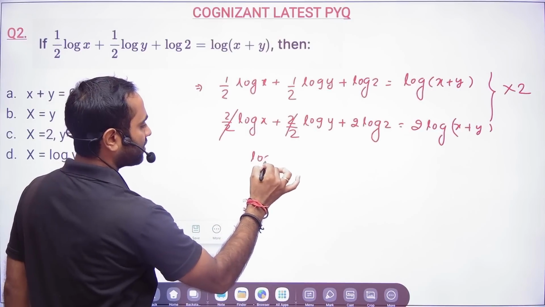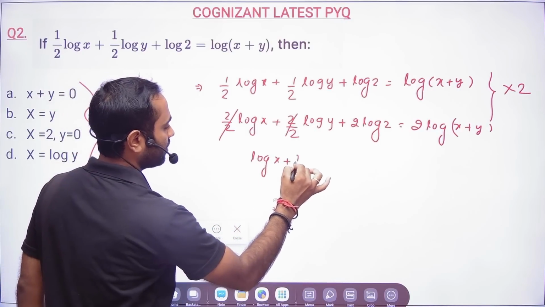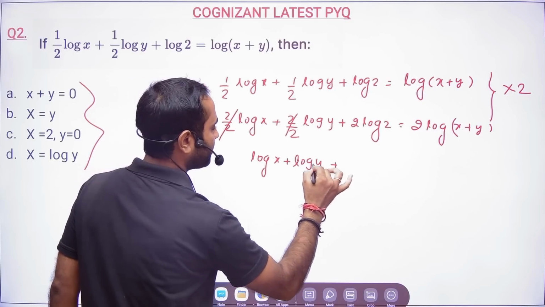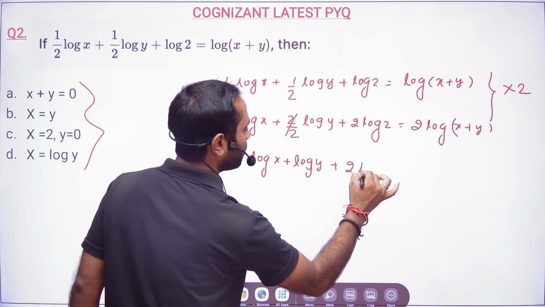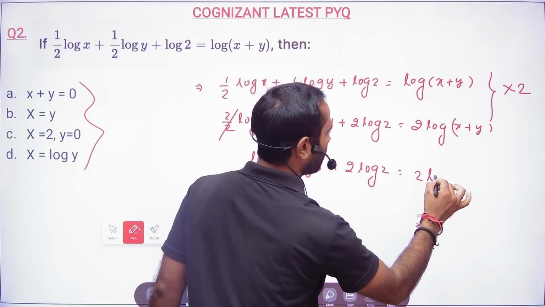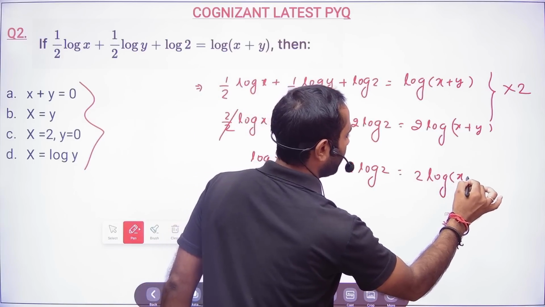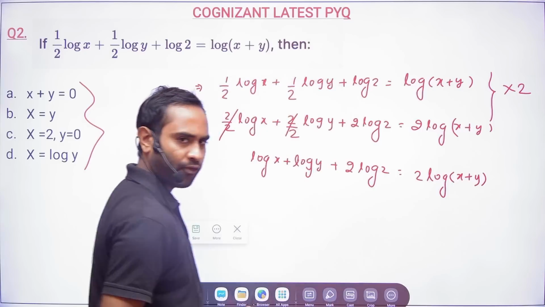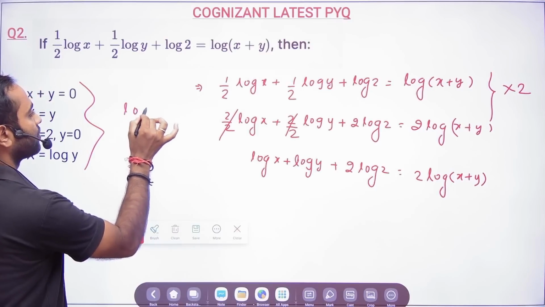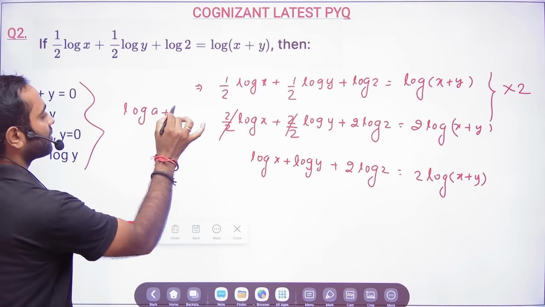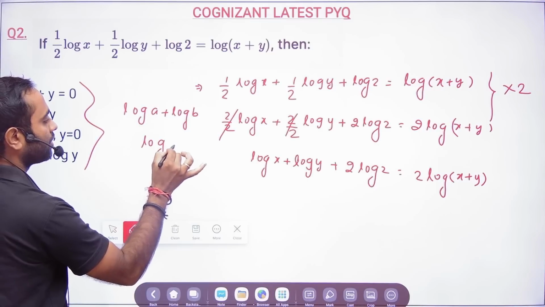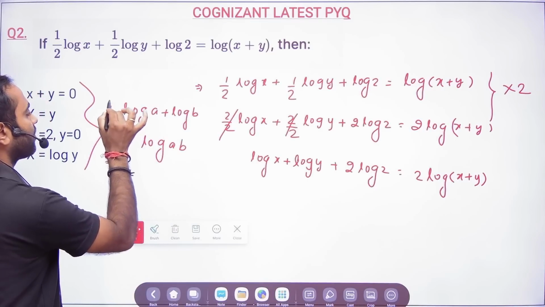So log x plus log y, plus here it will be 2 log 2, is equal to 2 log (x plus y). Now there are two properties of logarithms we need to understand here. The first thing, friends, is that if we have log a plus log b, then we can write it as log ab.